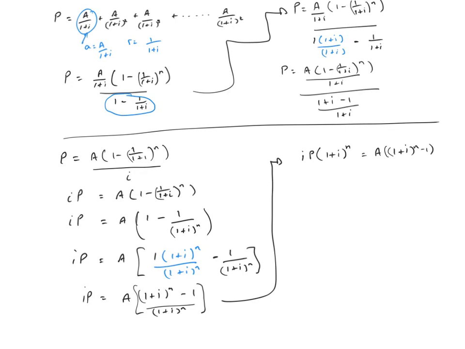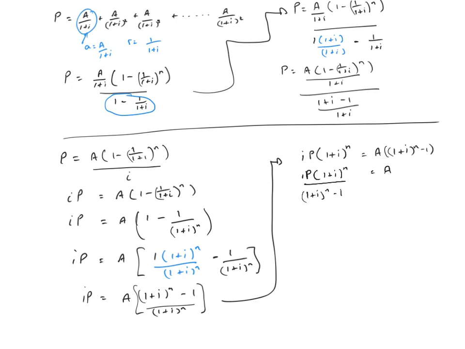Now just trying to get A on its own. You can see that this is multiplied with this, so this needs to come underneath. And if we do that, we get A is equal to, on the right hand side, iP times 1 plus i to the power of n over 1 plus i to the power of n minus 1.